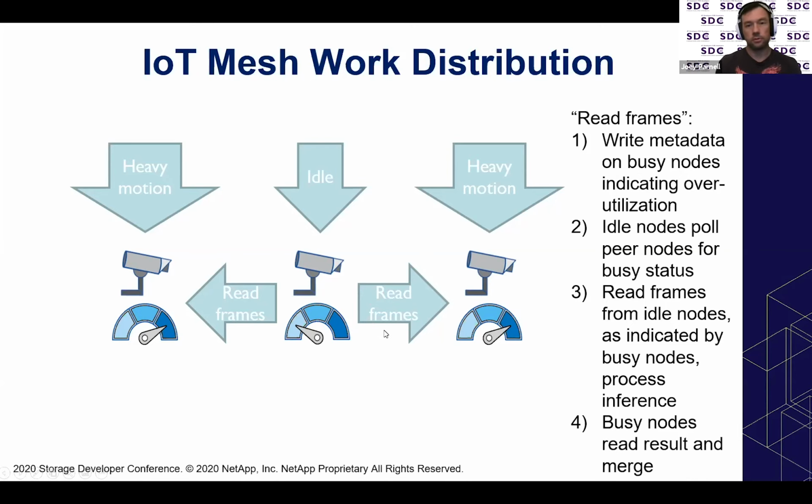So what the idle node can do is read frames from the busy nodes, and then process those frames by deploying the inference model. So you've got your heavy nodes, they can't keep up with the burden, so the idle node is reading frames from the busy nodes, performing part of the inference problem, storing those results locally on the idle node, and notifying the busy nodes where to read those results and merge them in.